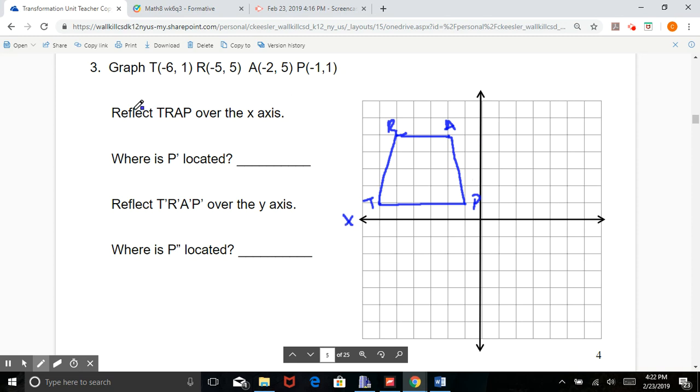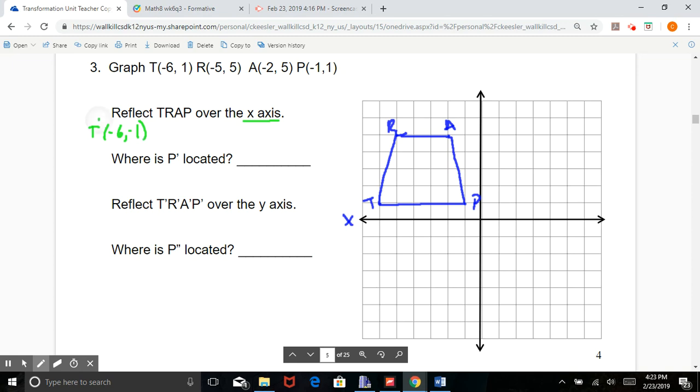So we can physically change the coordinates if you need to see it so that it's more obvious how to graph them. So our t, because we're reflecting over the x-axis, is going to become -6, -1. Remember, reflecting over the x-axis only affects the y.